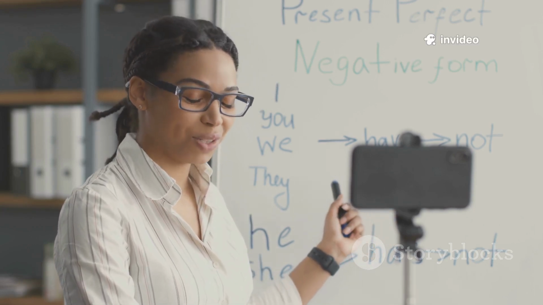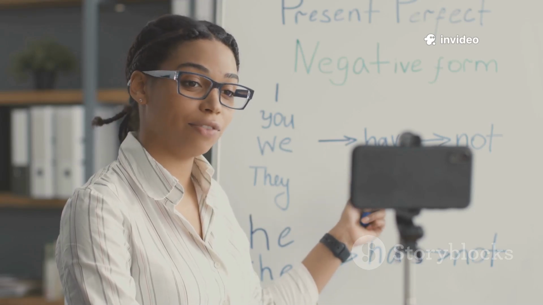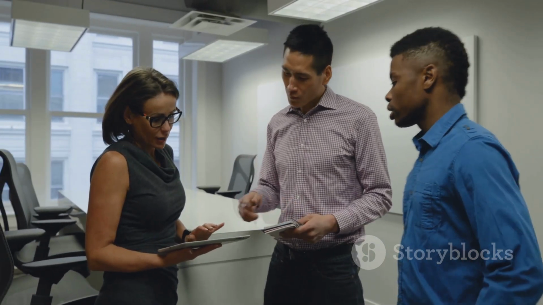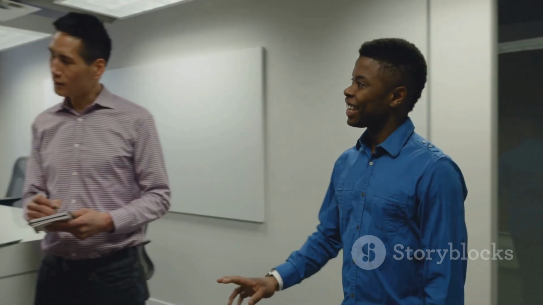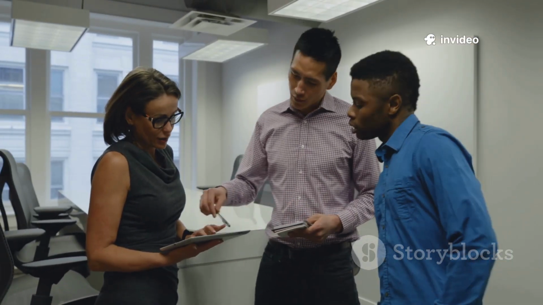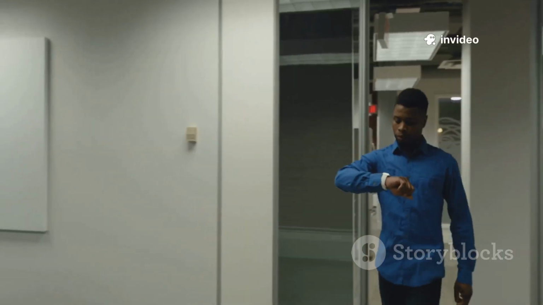Ejemplo, he won't be late. Él no llegará tarde. In this example, he is the subject, won't is the negative form of will, be is the base verb, and late is the complement. This sentence expresses a prediction or expectation that someone will not be tardy. Consider another example. I won't forget. It's a promise, a reassurance.